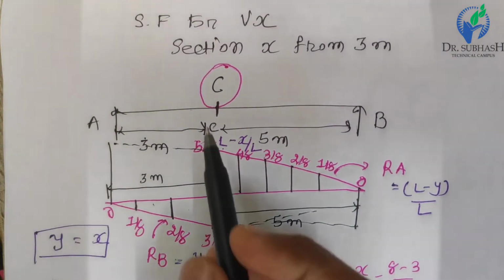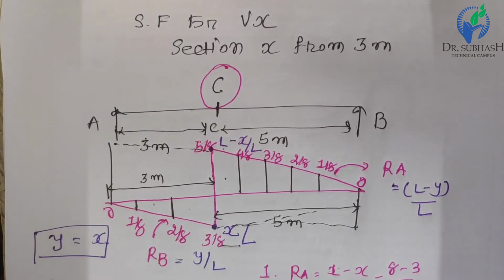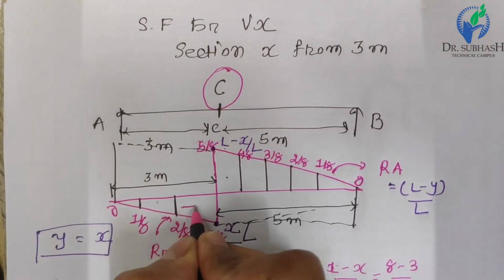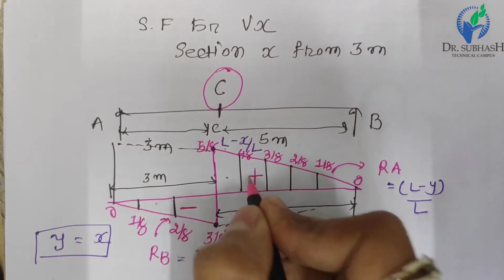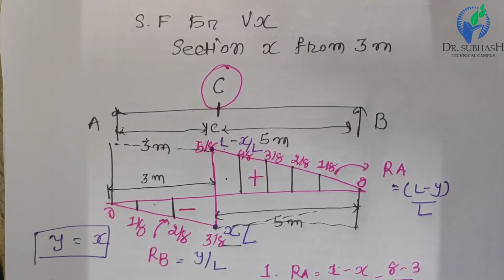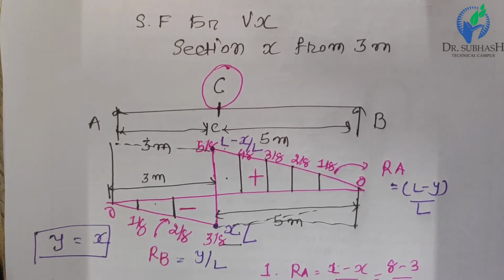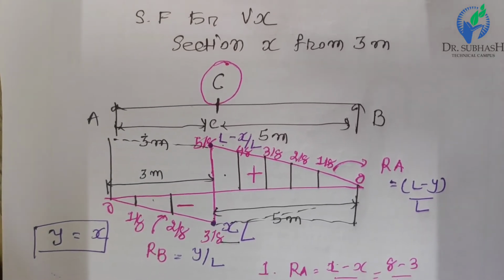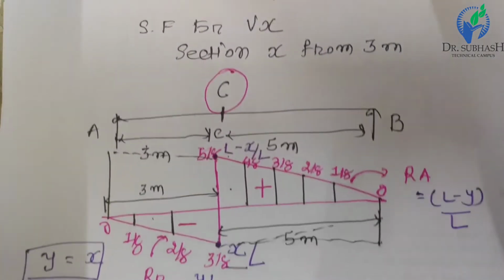Now we have to cut at the section of C. So we have to find out that determinant point. In that, RB is given a negative value and RA is given a positive value. So this is all about the shear force at X. Now we go forward and draw the bending diagram at section X, which is MX.